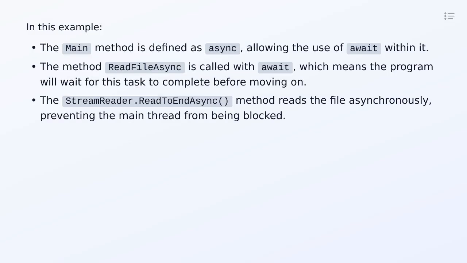In this example, first, the Main method is defined as async, allowing the use of await within it. Also, the method ReadFileAsync is called with await, which means the program will wait for this task to complete before moving on. Finally, the StreamReader.ReadToEndAsync method reads the file asynchronously, preventing the main thread from being blocked.